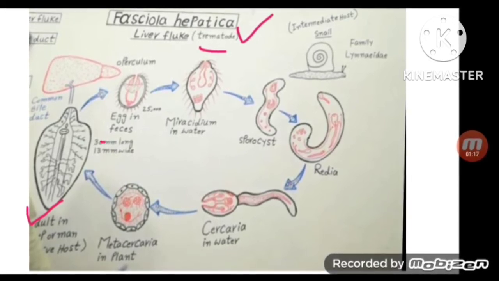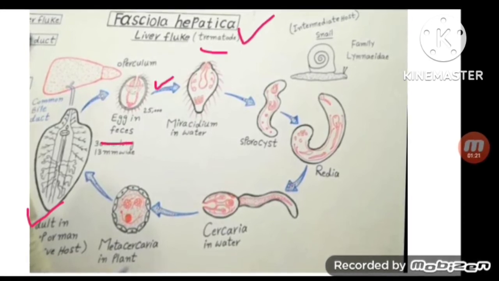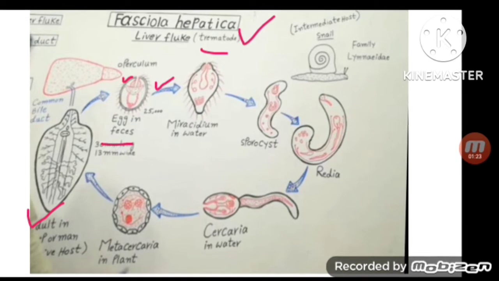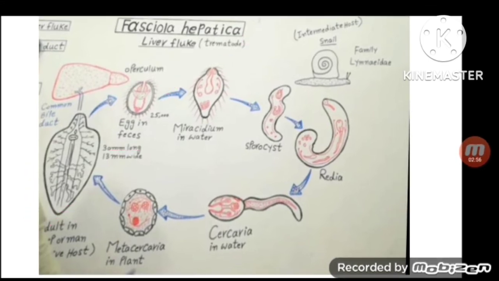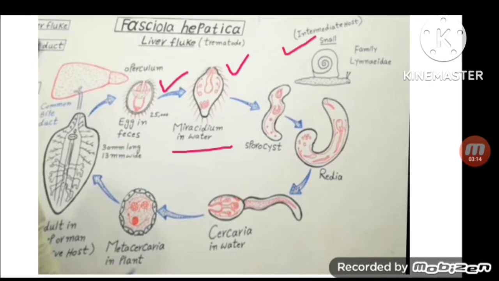If you look at the egg of the liver fluke, we can see that the eggs are ciliated and oval in shape and have an opening known as the operculum. With the help of cilia, the egg reaches fresh water and its operculum opens and the ciliated larva comes out, which is called miracidium. Then this miracidium larva finds its first intermediate host, which is the snail, and it belongs to the family Limnaeidae.